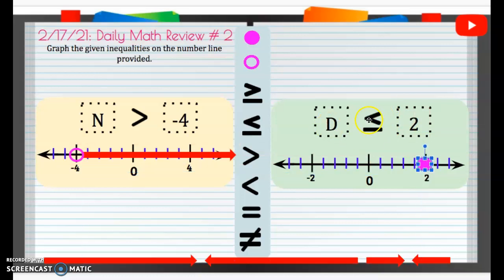And it says d is less than or equal to, so I'm going to take that less than arrow to go backwards. Anything smaller than 2 is going to be what d is going to equal. And that's literally it for our review.